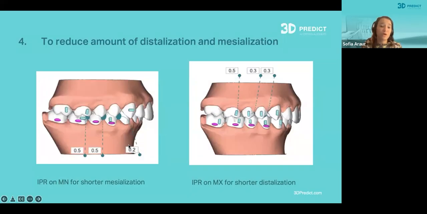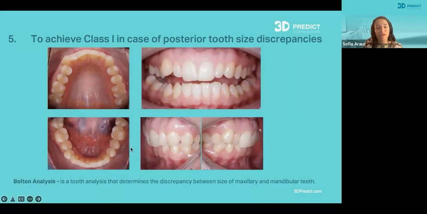The fourth reason to do IPR is to reduce the amount of distalization and mesialization. Obviously, if we do IPR, we need to move those teeth less. And the fifth reason is to achieve class 1 in case of posterior tooth discrepancy.